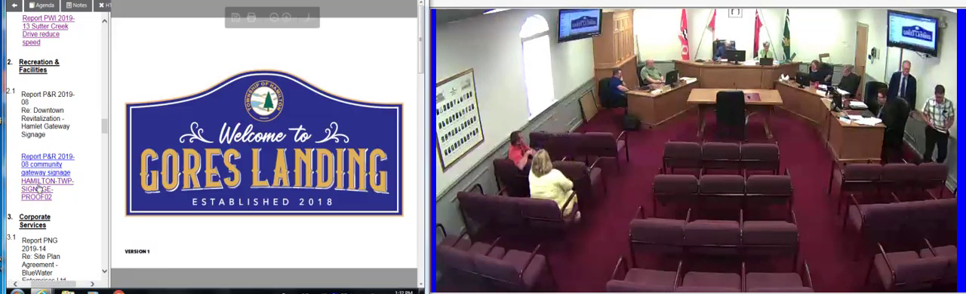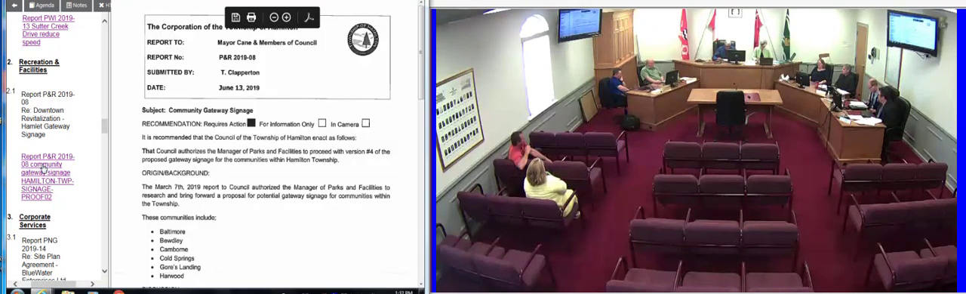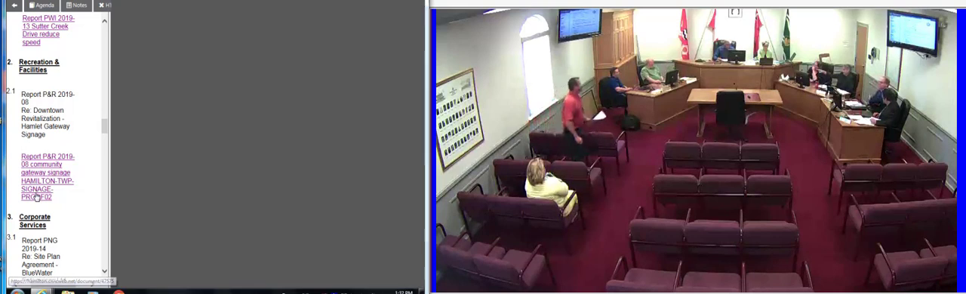Rec and Facilities. Report P&R 2019-08. We are downtown revitalization, Hamlet Gateway signage. How could I miss this one? We need a mover and a seconder that report P&R 2019-08 regarding community gateway signage be received by the council of the Township of Hamilton and enacts as follows. 1, that council authorizes the manager of parks and facilities to proceed with version number 4 of the proposed gateway signage samples attached to the report P&R 2019-08 for the communities within Hamilton Township. Have a mover and a seconder to get this on the floor. Yes, Pat, seconded by Larry. Do we have discussion? Any questions for Trevor?